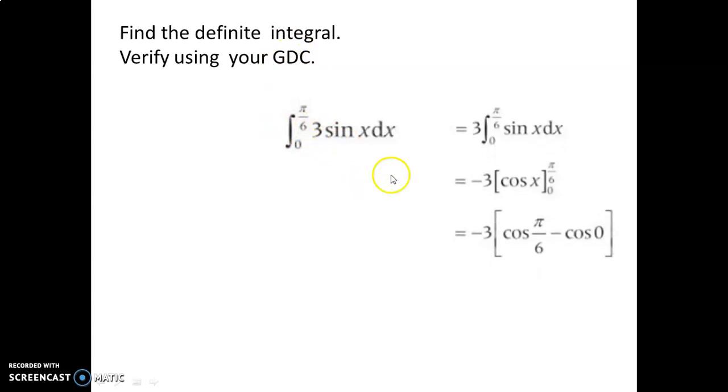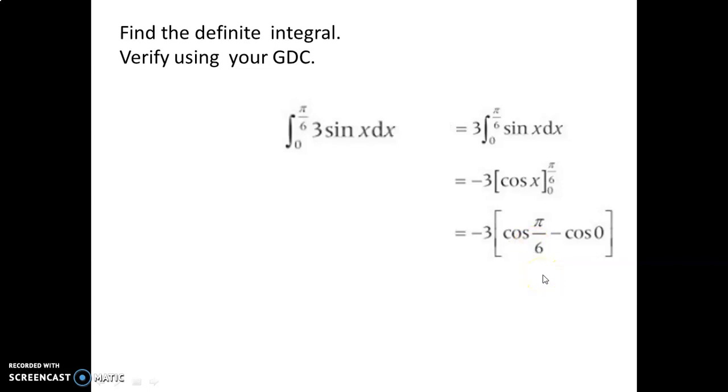Okay, so here's the work to begin. I pulled the 3 out because when we have integrals, we can take that coefficient out like that. Then we take the integral of sine x, which is cos x, and it's negative cos x, so there's that negative there. Then 0 to pi over 6 are our boundaries. Put pi over 6 into here, cos of pi over 6 minus cosine of 0. What's cosine of pi over 6?